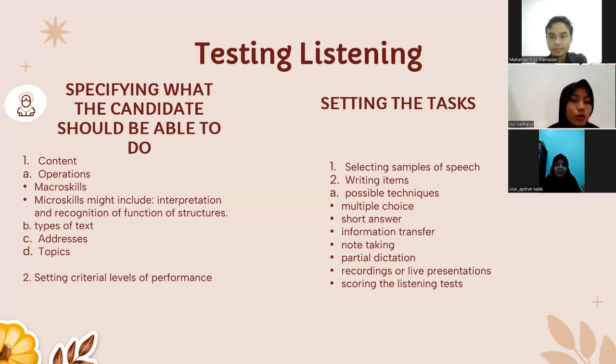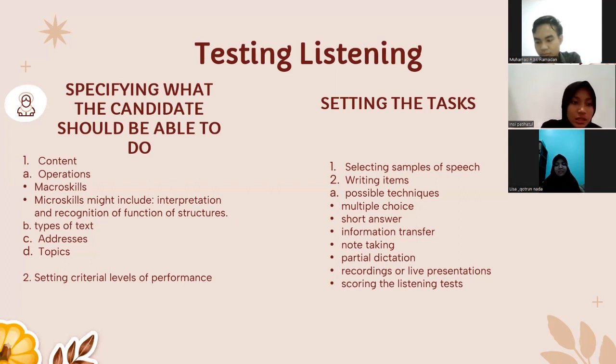The second point of content is about types of text. This might be first specified as monologue, dialogue, or multi-participant, and further specified like announcement, talk or lecture, instructions, and directions. The third one is addressees. Text may be intended for the general public also, for students, either specialists or generalists, young children, and so on. The last one is about topic. For the topic, this will often be indicated in quite general terms.